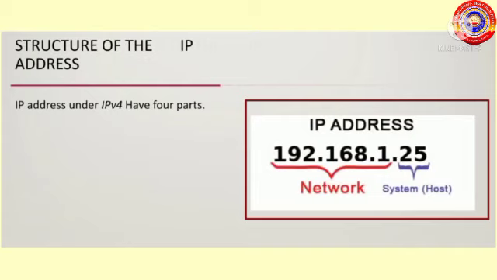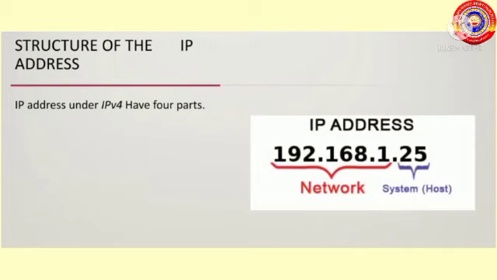This has a total of 32 bits, and each part, the first part 192, second 168, third part 1, and the fourth part 25 is also having 8 bits. Here the first 3 parts refer to the network, name of the network, and the fourth part refers to the system, that is the host inside the network.